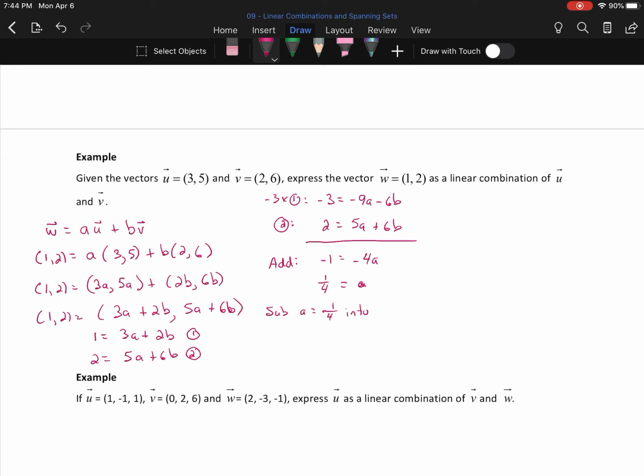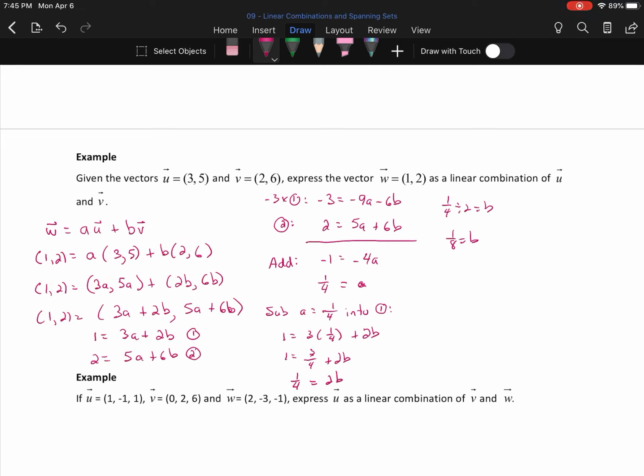And then I sub a equals 1/4 into whatever equation you want, actually, whatever's going to make your life the easiest. And so you got lots of choices here. I'm going to sub it way back into equation 1. And so I get 1 equals 3 times 1/4 plus 2b. I get 1 equals 3/4 plus 2b. I get 1/4 equal 2b. 1/4 divided by 2 equals b. And I get 1/8 equals b.